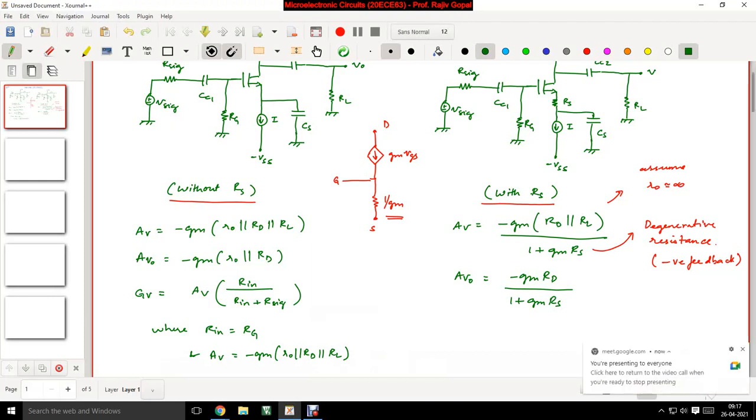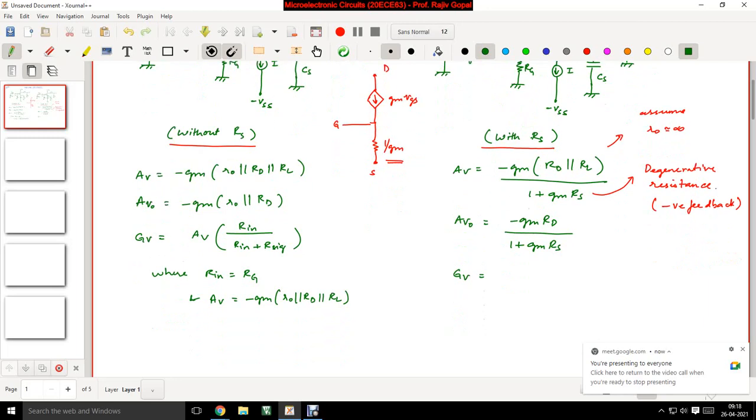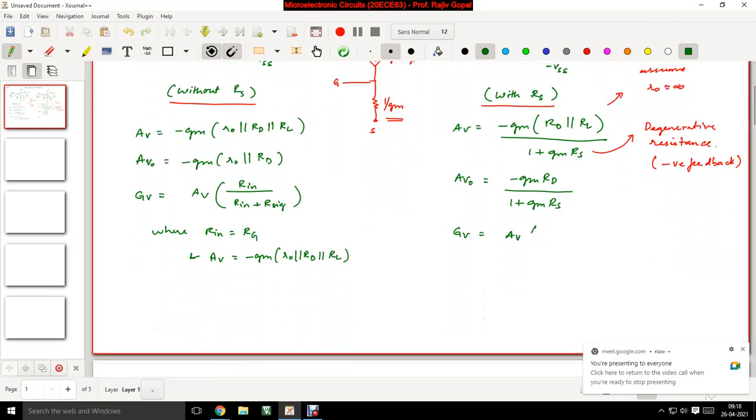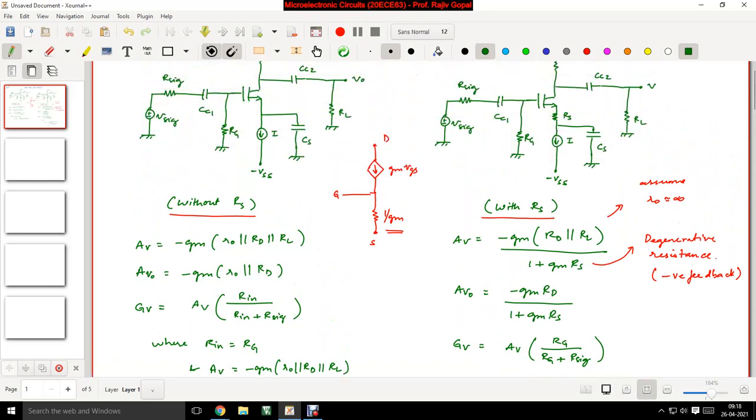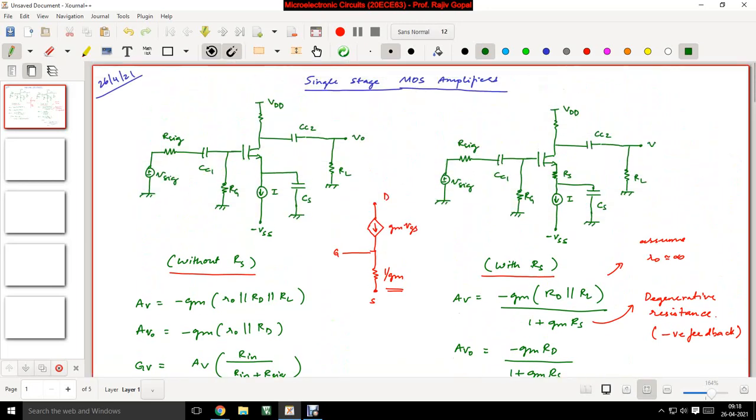Now in the overall gain GV, it is again the same formula. The only difference is GV equals AV into RG by RG plus R signal, where AV is minus GM RD parallel RL divided by 1 plus GM into Rs. So this is what we derived in the last few classes. This is just the common source part.